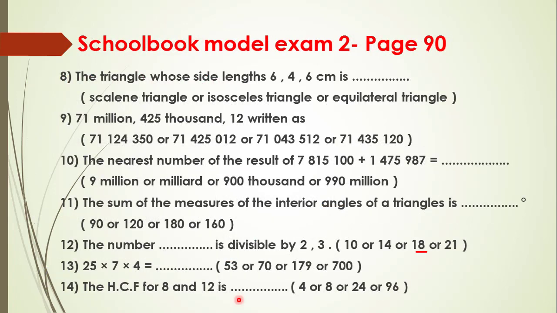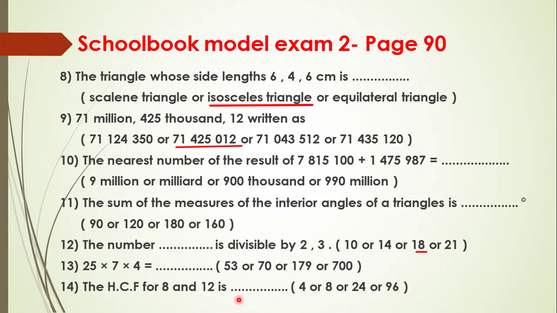8. The triangle whose side lengths are 6, 4, and 6 centimeters is. Two sides are equal, so isosceles triangle. Then 71,425,000 and 12. Which one? Yes, of course, the second one.